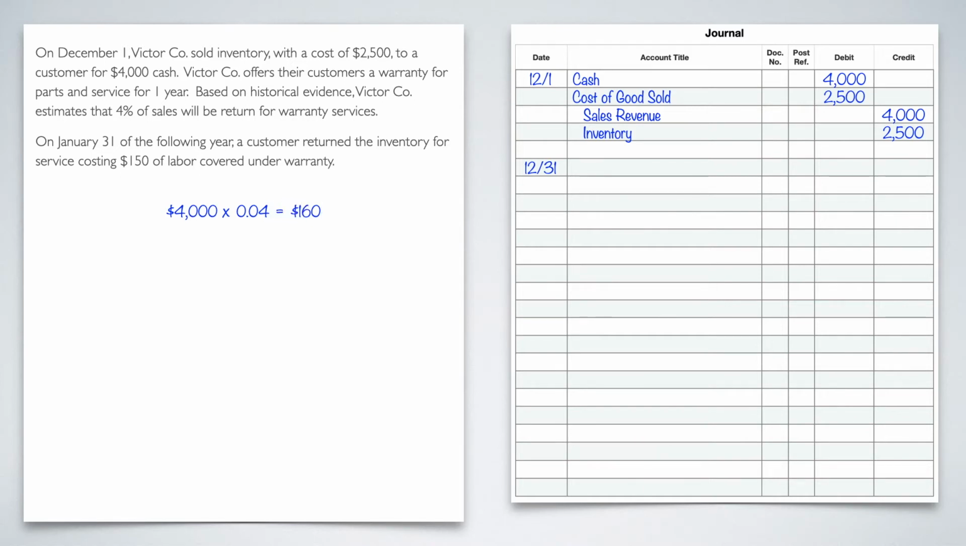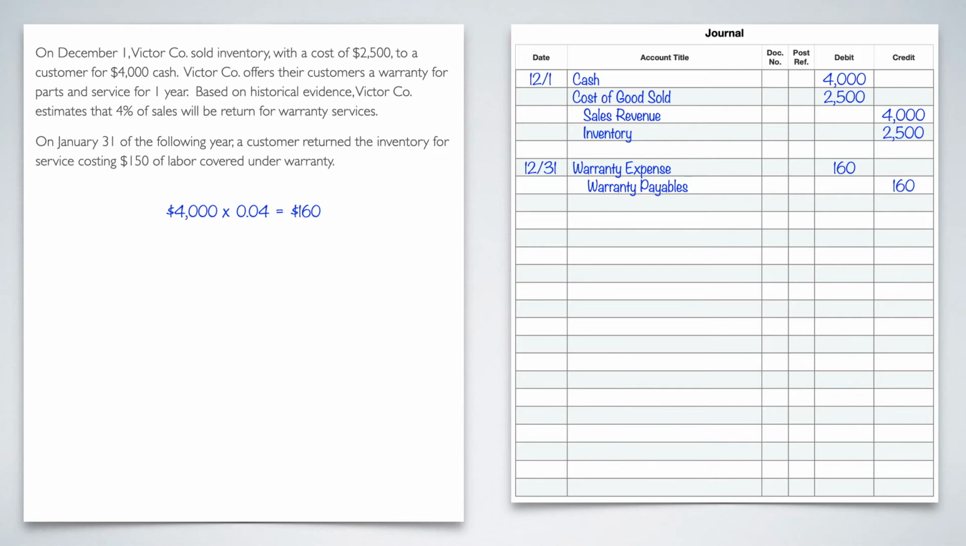So we're going to go ahead and expense it. Our debit is going to be warranties expense of 160. And because we're not actually doing the service right now, we're not losing anything right now, we're going to set it aside, assuming that's what we're going to owe. So that is going to be warranties payable of 160. That way, when we actually do have inventory coming back, that's where we'll draw it from first.